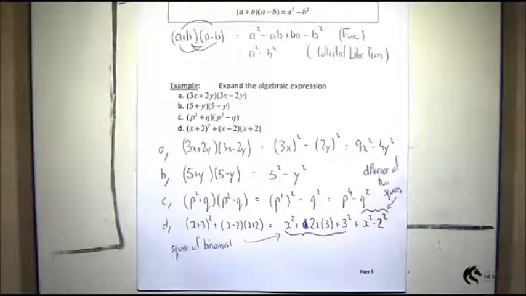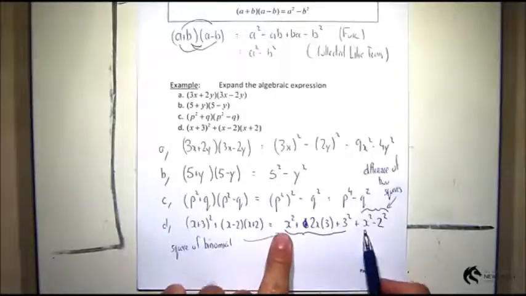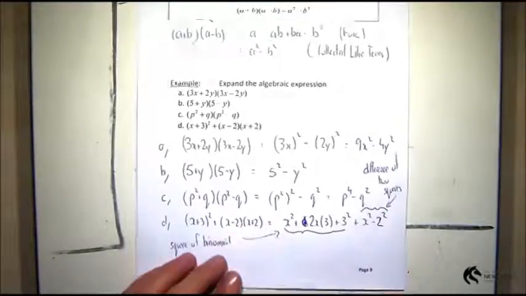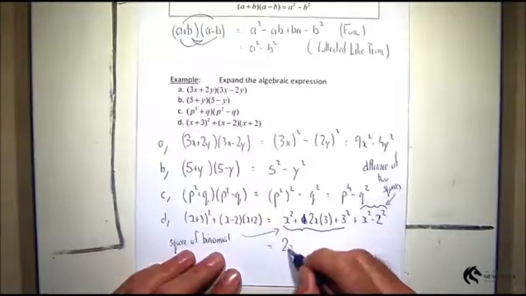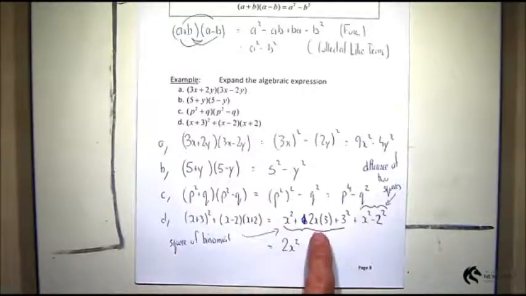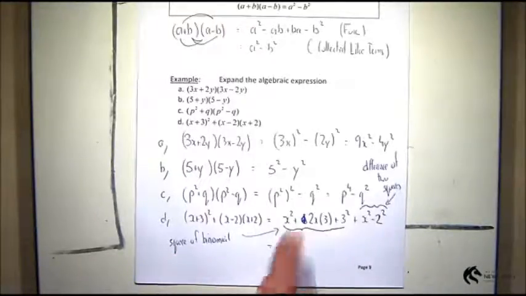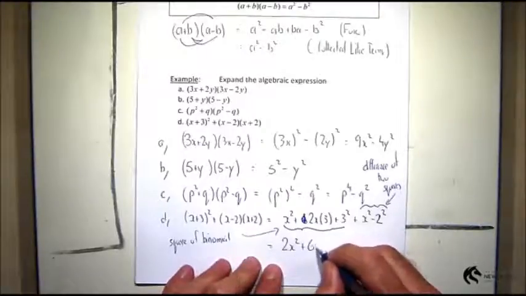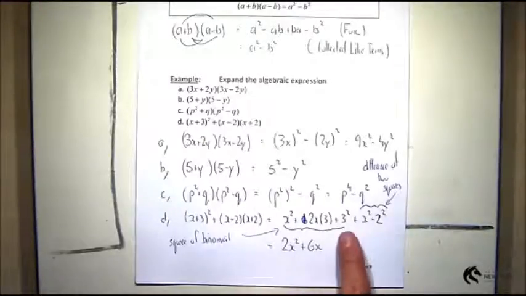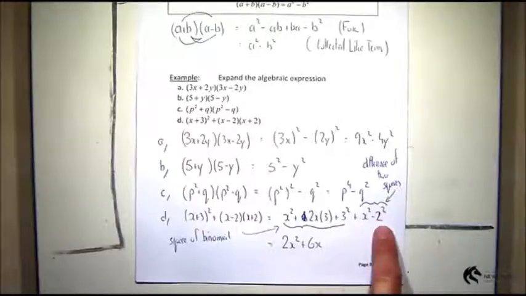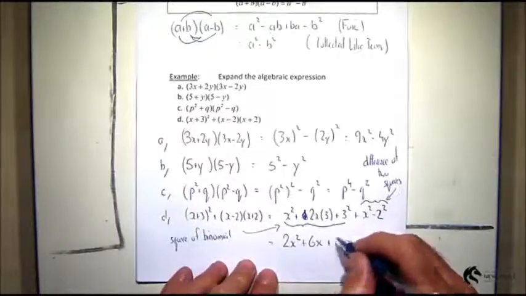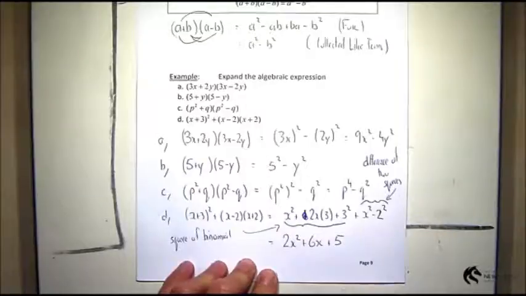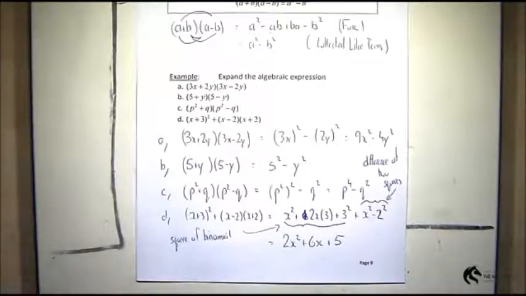Having done those, we can now collect like terms. Here I have x squared plus x squared, which gives me 2x squared. Here I have 6x. There are no other terms like that, so I'll just write that one in, plus 6x. And then I have 9 minus 4, which will be 5. And so that will simplify to 2x squared plus 6x plus 5.